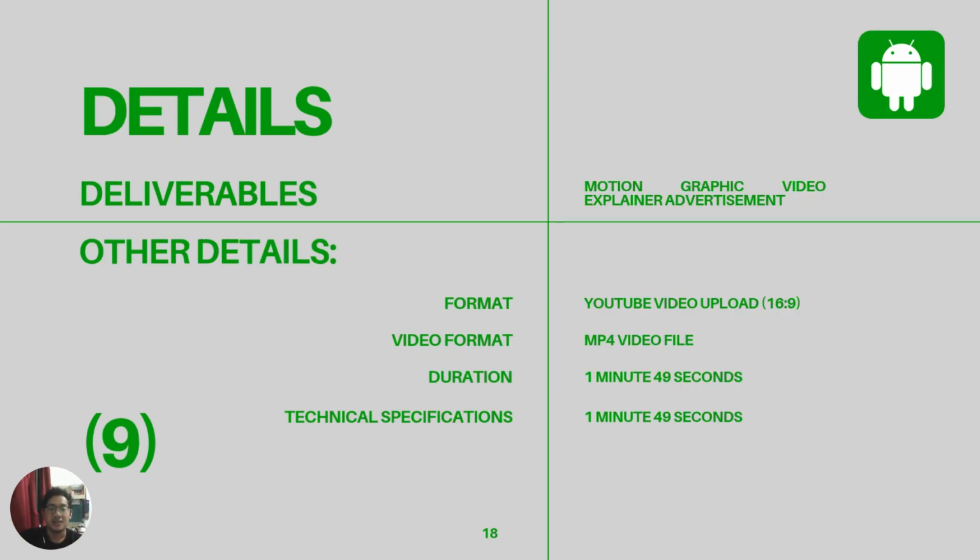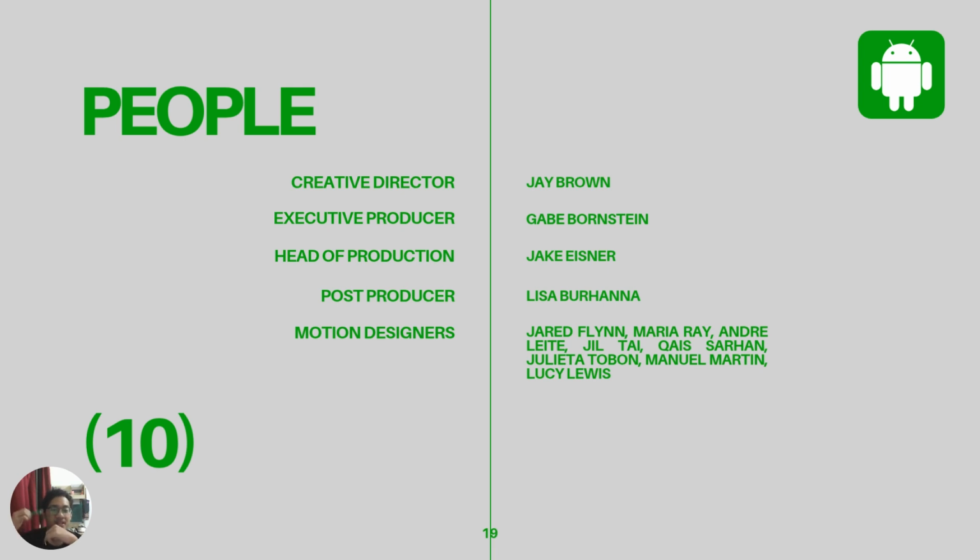For the other one, we got the details, which is all the deliverables and other details for this. The main key deliverable is to make a motion graphic video explainer advertisement. So this is a video explainer by itself. The other details: this is an MP4 video file that is uploaded to YouTube in a 16:9 ratio, and the duration is 1 minute 49 seconds. The people that work on this project are listed here, which is the creative director Jay Brown, and then we got all these other people with a team of motion designers.